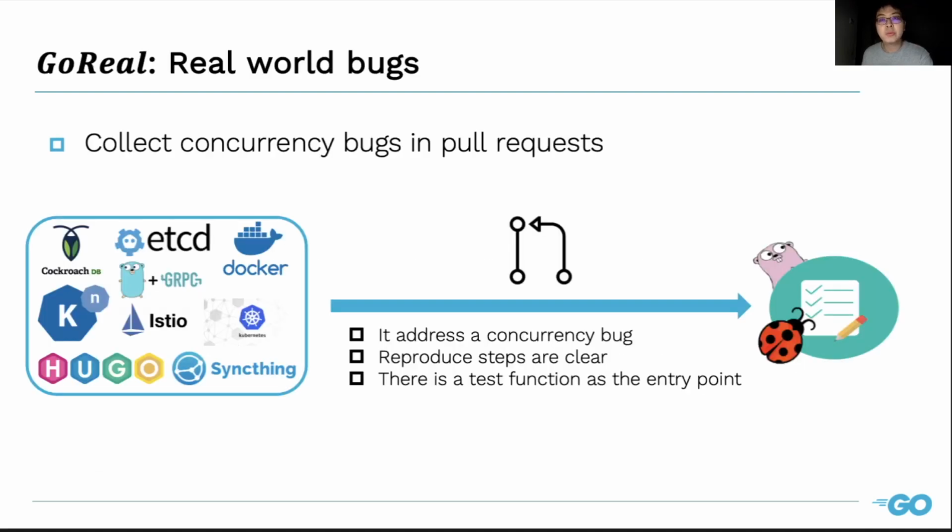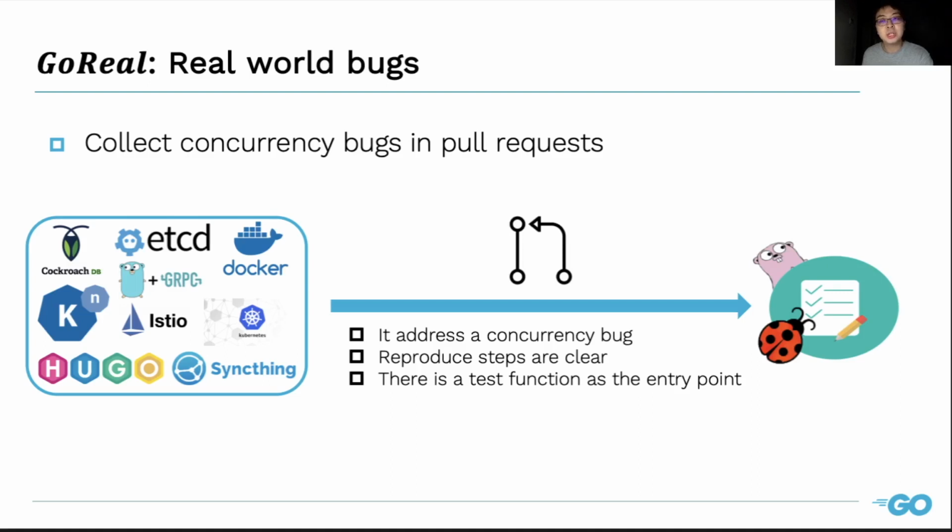Let's discuss GoReal and GoKernel separately. GoReal is designed to collect concurrency bugs from real-world Go projects, such as Kubernetes and etcd. The selection of these projects is manually based on the number of GitHub stars. We search the pull requests of these projects to find Go concurrency bugs. A valid pull request should satisfy the following 3 conditions.